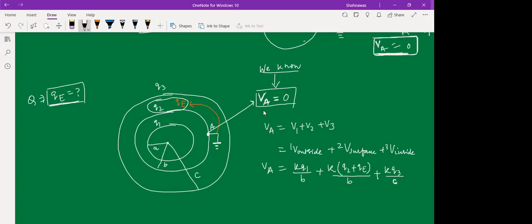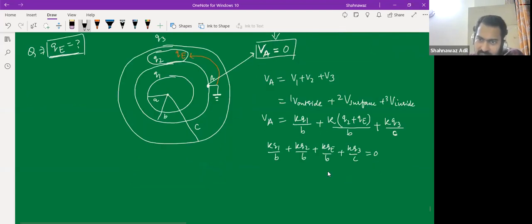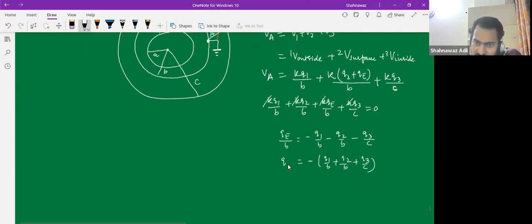Now we know that due to earthing, the potential is zero. So KQ1 by B plus KQ2 by B plus KQE by B plus KQ3 by C equals zero. And we want to find out QE. K is common, so it is cancelled. So QE by B is minus Q1 by B minus Q2 by B minus Q3 by C. We can take minus common. This is QE, the charge due to earthing.